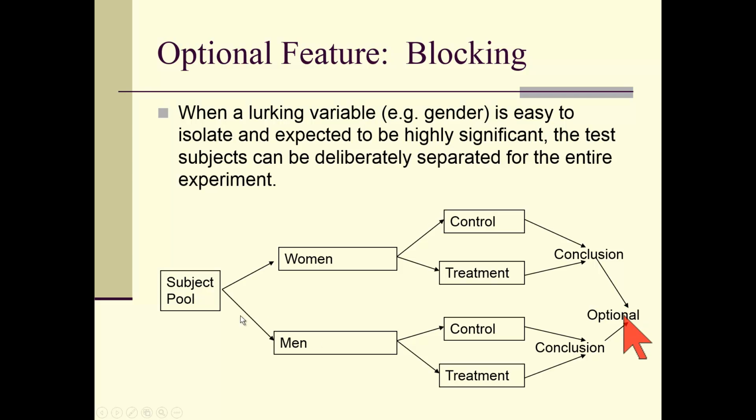At the end, you may or may not try to put those two results back together, but the blocking has split the effect of gender completely apart. These are separate experiments, and so it's a way of controlling lurking variables that we do know about.